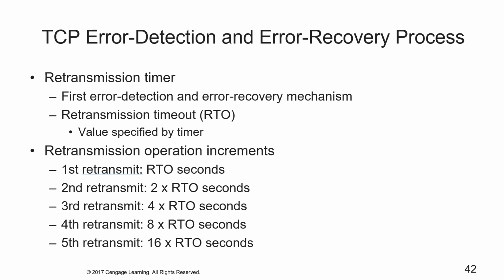Your retransmission timeout, or RTO, is a value specified by the timer. And then you have increments. Your first retransmit will be whatever value you have for RTO. Your second will be 2 times RTO. Third is 4 times RTO. So it's 2 to the power of the retransmit instance minus 1, times your RTO.